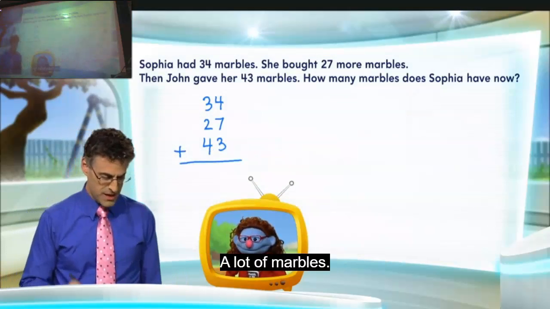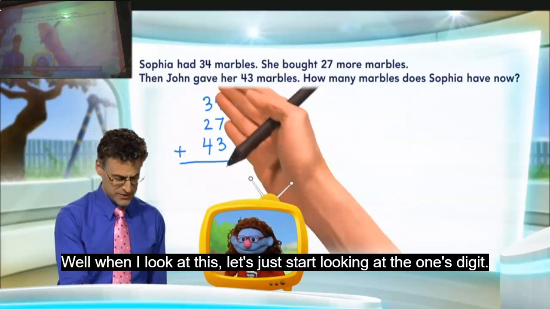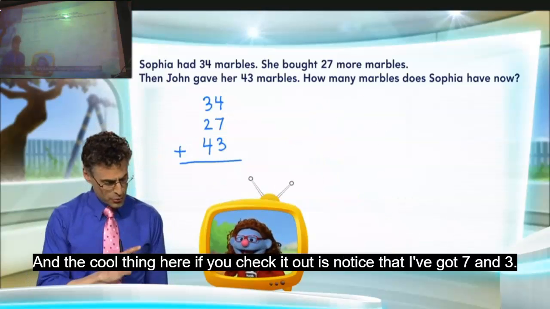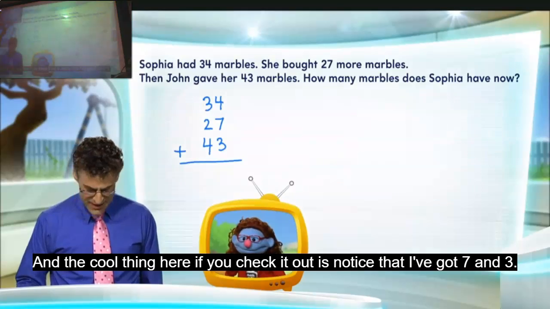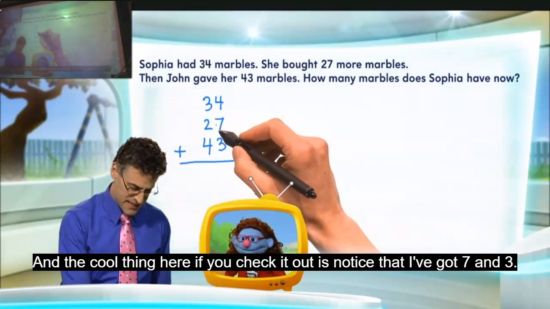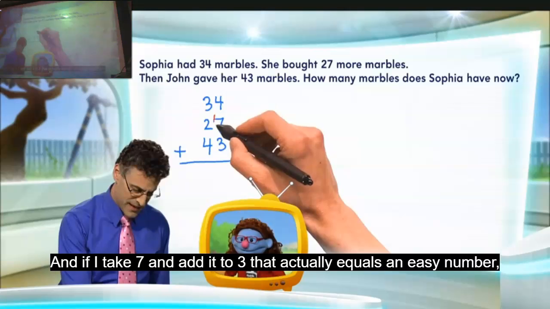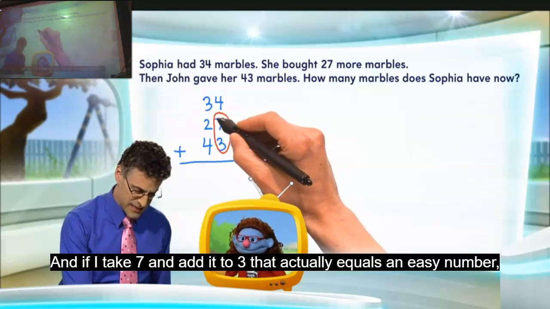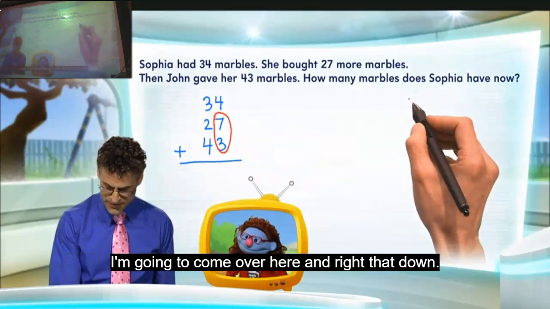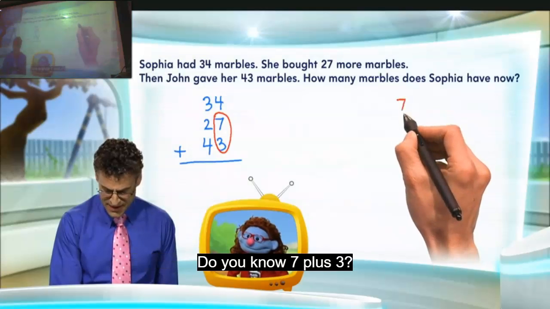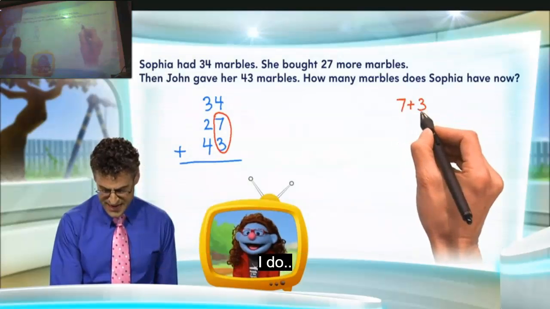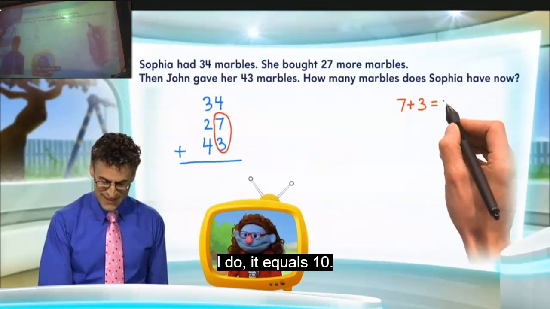A lot of marbles. But when I look at this, let's just start looking at the ones digit. And the cool thing here, if you check it out, is notice that I've got 7 and 3. And if I take 7 and add it to 3, that actually equals an easy number. I'm going to come over here and write that down. Do you know 7 plus 3? What does that equal? I do. It equals 10. That's exactly right.